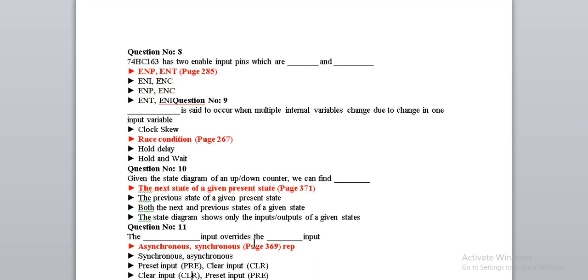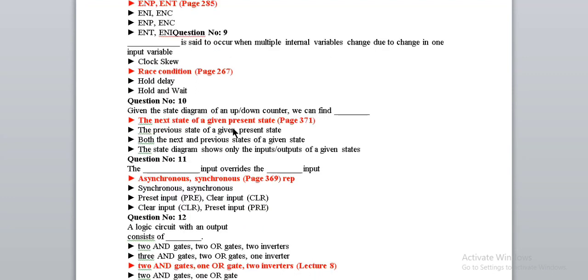Given the state diagram of an up-down counter, we can find the next state of the given present state. The asynchronous input overrides the synchronous input.